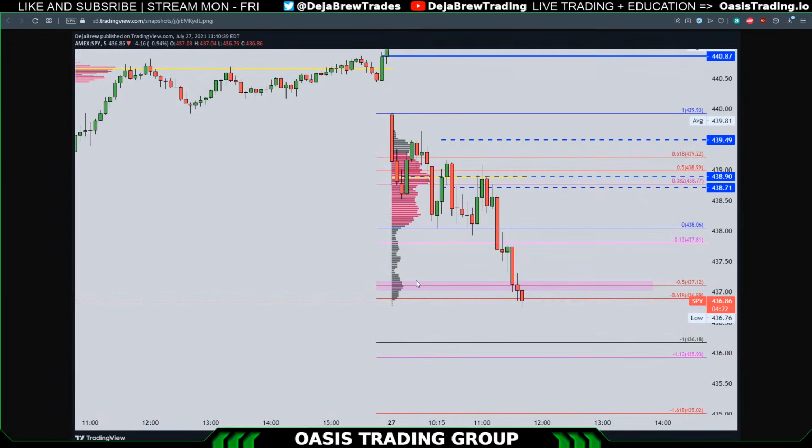Okay, now here's the update that I made. Now it's starting to get significant. So it starts to form a little support node, but then it breaks through it. So you broke through the support node. Our second target has been hit. So 437.12 and then 436.90. Both those targets have been hit. Next target would be 436.18. Let's see how it acts.